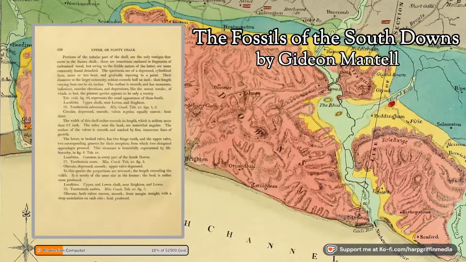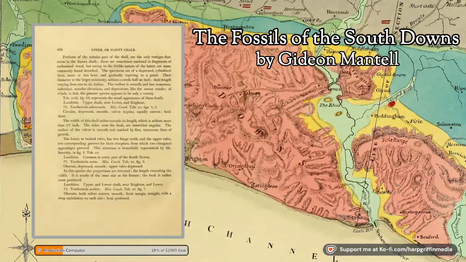76. Terebratula subrotunda, Mineral Conchology, tablet 15, figures 1, 2. Circular, depressed, smooth, valves regular, equally convex, beak short. The width of this shell rather exceeds its length, which is seldom more than 0.7 inch. The sides, near the beak, are somewhat angular. The surface of the valves is smooth and marked by fine, transverse lines of growth. The lower or beaked valve has 2 hinge teeth, and the upper valve 2 corresponding grooves for their reception, from which 2 elongated appendages proceed. This structure is beautifully represented by Mr. Sowerby in figure 6, tablet 15. Localities: common in every part of the South Downs.